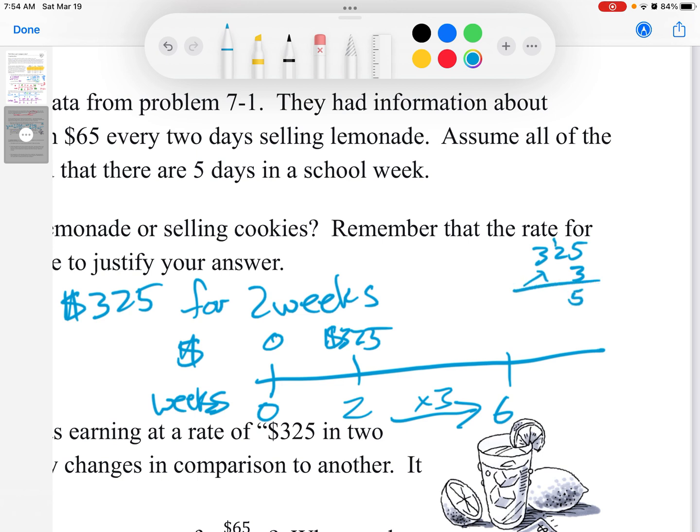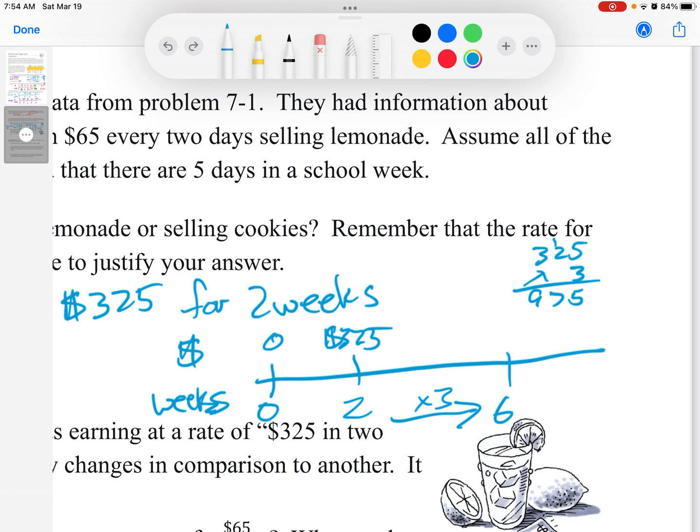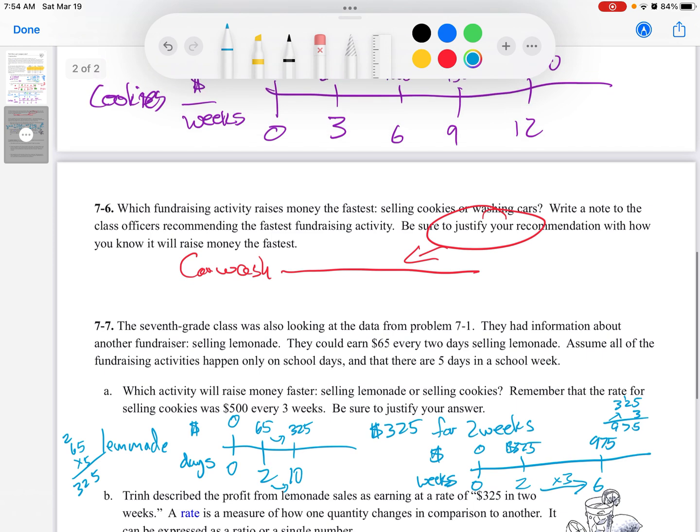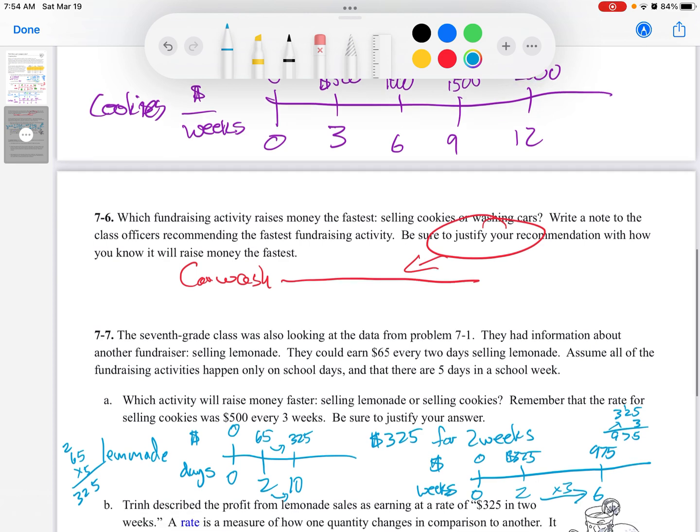5, 1, 7. And no carrying right there, so 975. Whoops, that's a horrible 9. 975. There we go. Now we can do that comparison, right? Whose is better? Well, it looks like, man, it's really close, but lemonade is $975 for 6 weeks, where cookies is $1,000. So just for $25 more in 6 weeks, you get more money from the cookies, right?